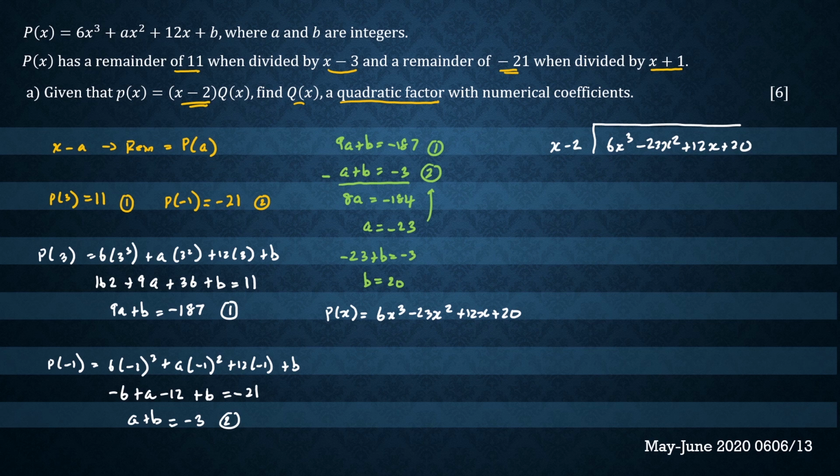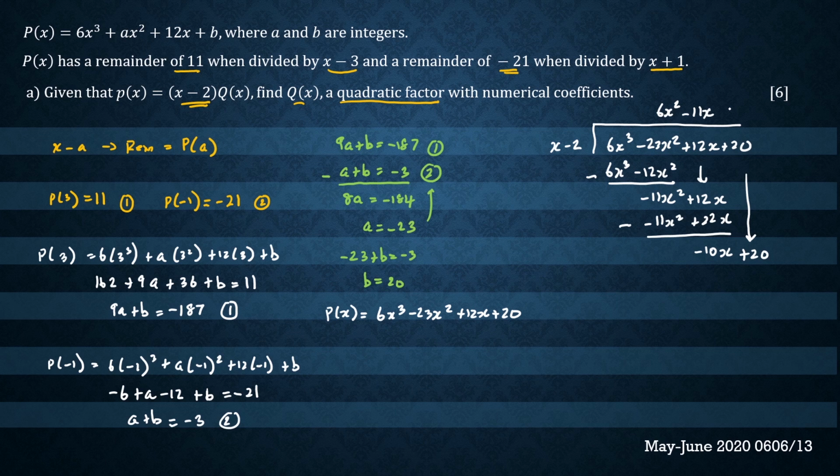So the first term of our quotient will be 6x squared. So 6x squared times x, 6x cubed, 6x squared times negative 2, negative 12x squared. And subtract that, we'll get negative 11x squared. Then drop down the 12x. Our next term will be negative 11x. So negative 11x times x, negative 11x squared. Negative 11x times negative 2 will be 22x. And subtract again. So we'll have 12x minus 22x will give negative 10x. And bring down the 20.